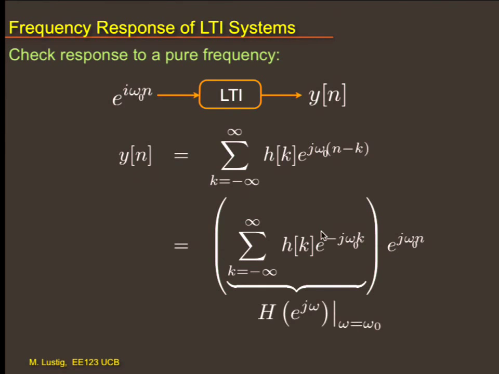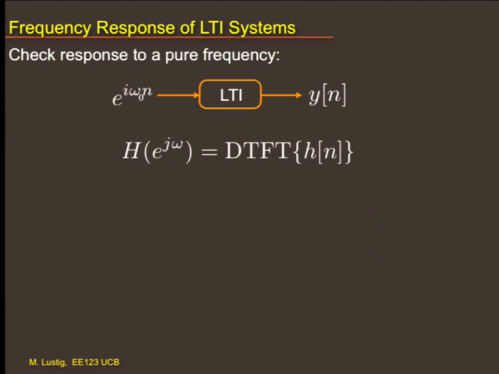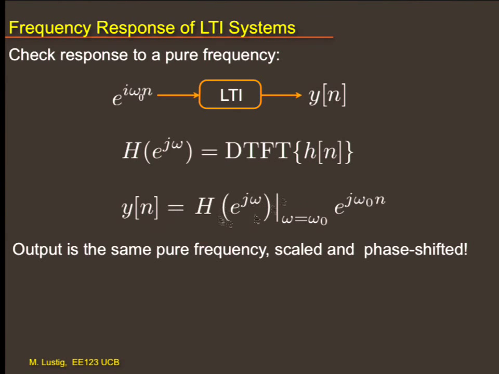Okay? So let's call it a name. Let's call it H e to j omega. Right? Evaluated at omega equals omega 0. Okay? So that's pretty cool. And the cool thing about it is that H e to j omega is actually the DTFT of h of n. Okay? So y of n is the evaluation of the DTFT of h of n at omega equals omega 0, multiplied by the original frequency.